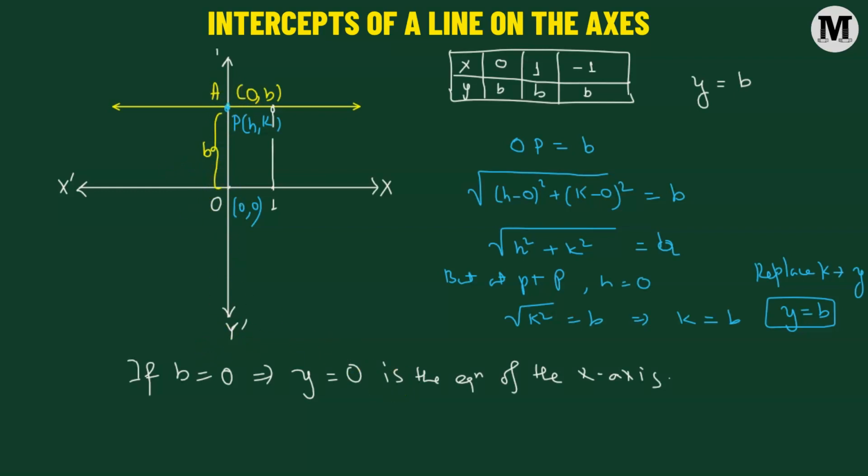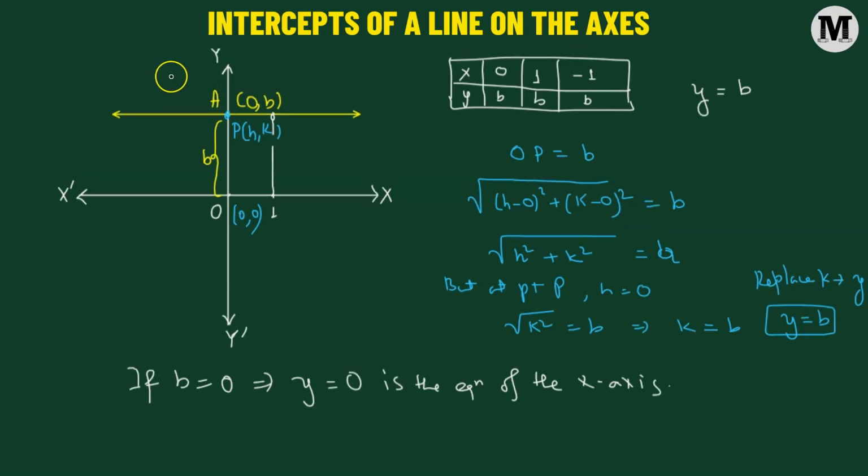A side note: here I have chosen b as the y-intercept of the line. That means in the equation y equals b, b is the y-intercept. However, b is simply a constant. We can replace b with any other alphabet. For example, in the problems that we'll be solving subsequently, I will be using the letter A instead of letter B, but it will mean exactly the same thing.